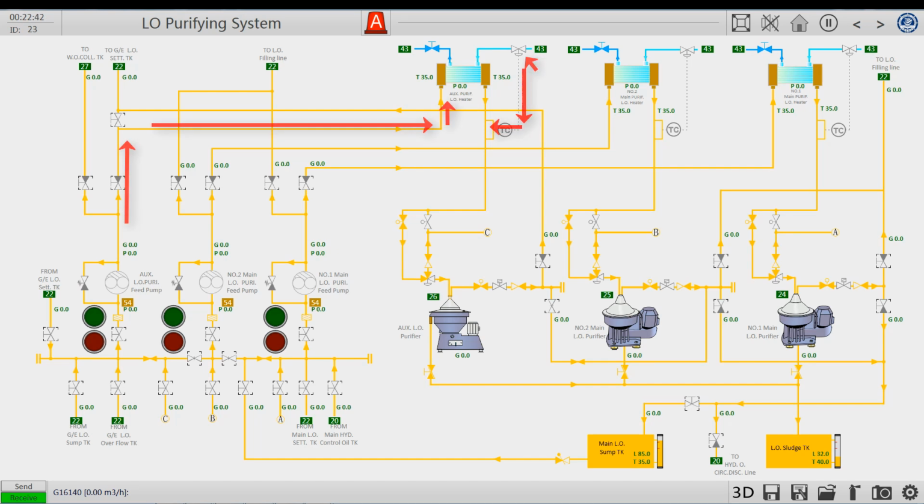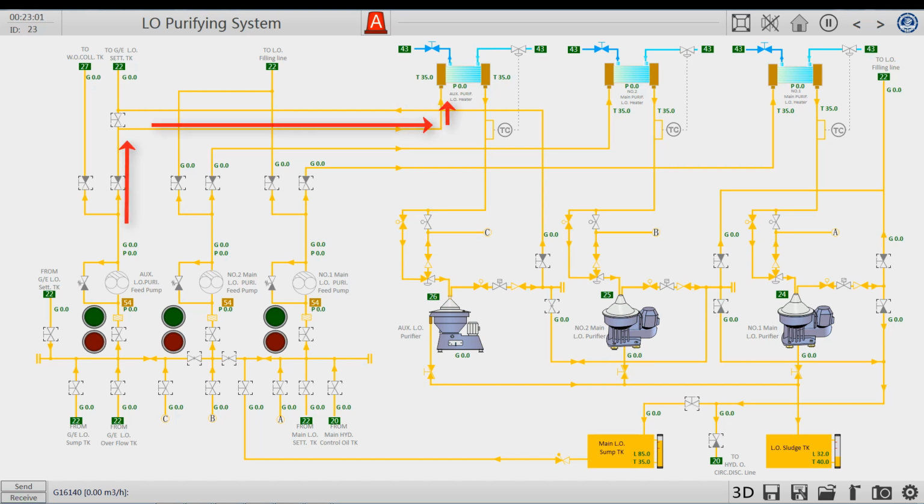It adjusts the opening of the steam valve by reading the temperature of the oil at the outlet of the heater, to maintain the oil temperature at the heater outlet at the set value. This ensures the separation and purification effect of the oil separator.